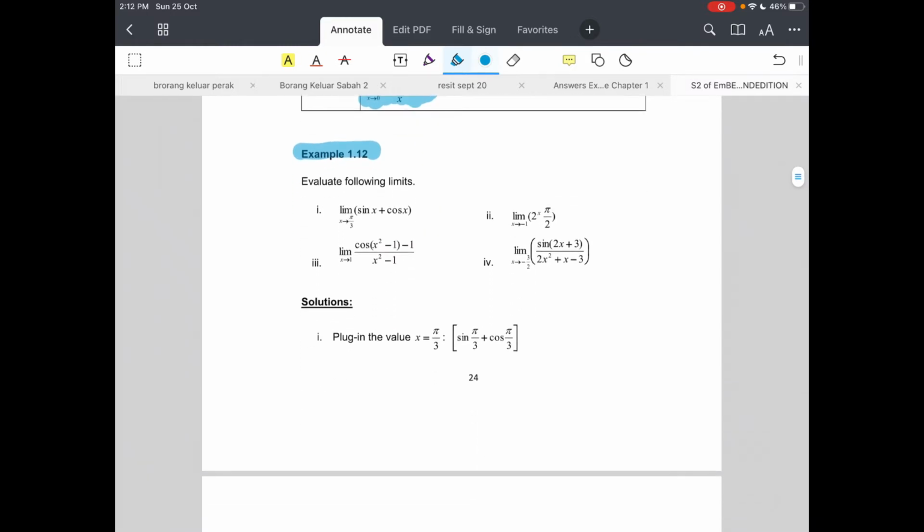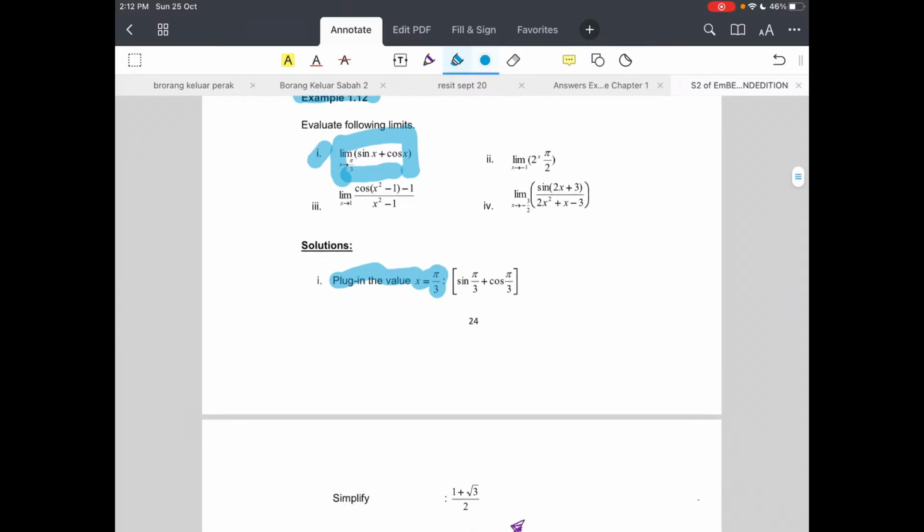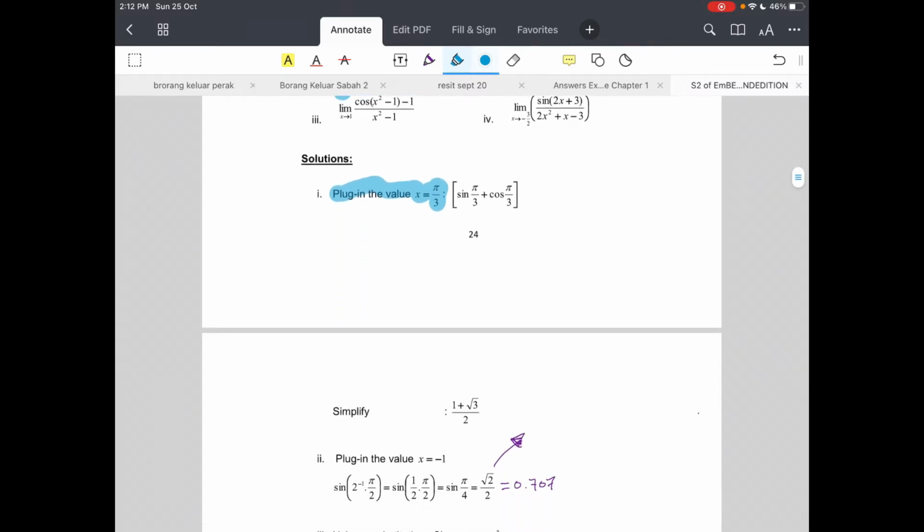So now we go into example 1.12. To answer the first question, first Roman here, which is the limit as x approaches pi over 3 of sine x plus cos x, this is a straightforward question. You can just plug in the value x equals pi over 3 into the limit function, and if you solve it, you may get this as your final solution.